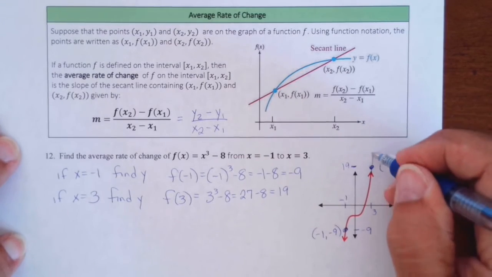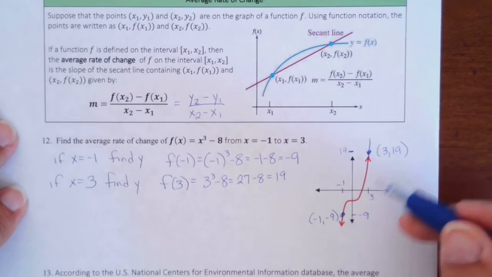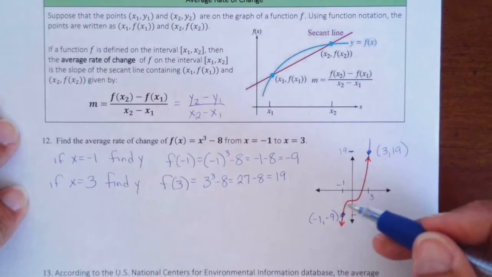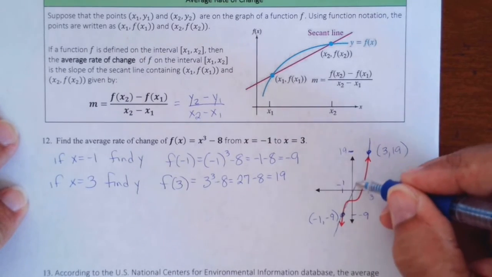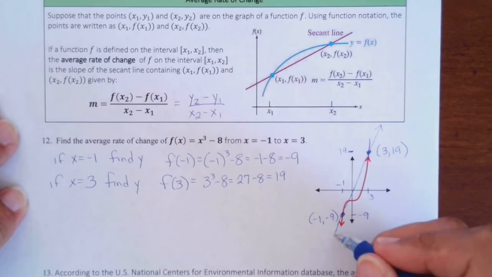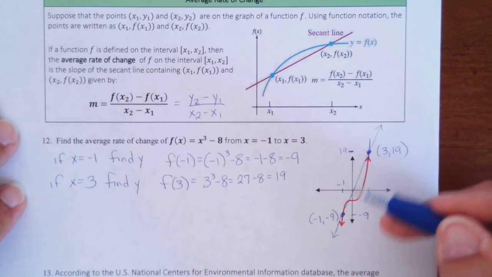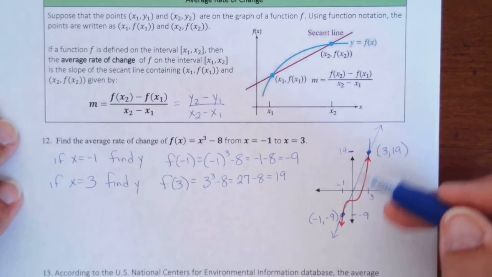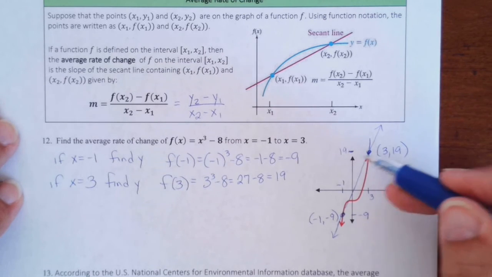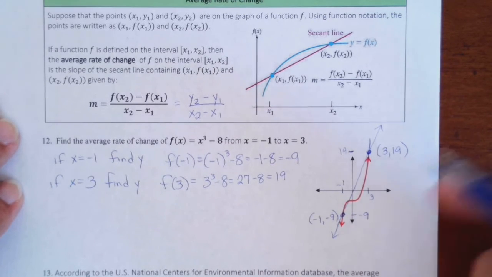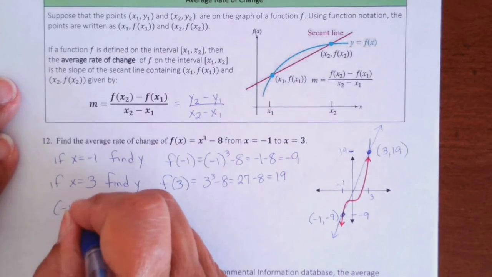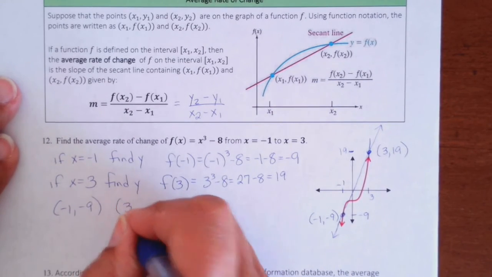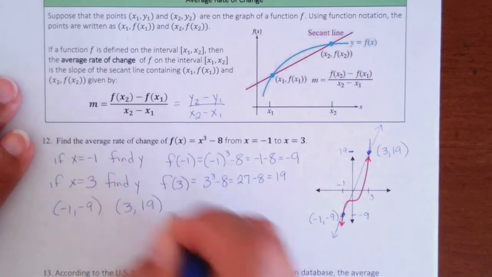All right, so we want the average rate of change between these 2 points. So it's not a straight line at all, but what we're going to do is connect these 2 points like this. And then we're just going to find the rate of change for the slope. We're going to find the slope, which is, how much it changes, right? Rise over run. All right, so now we have our 2 ordered pairs, -1, -9, and 3, 19.